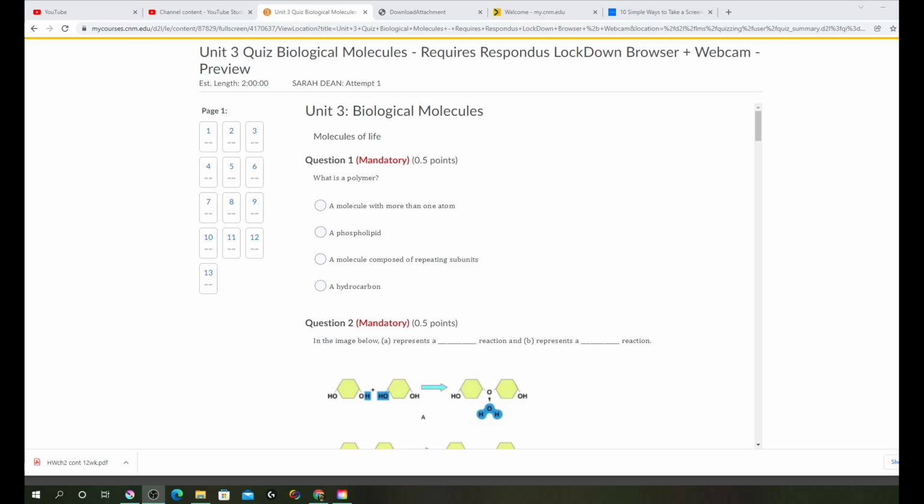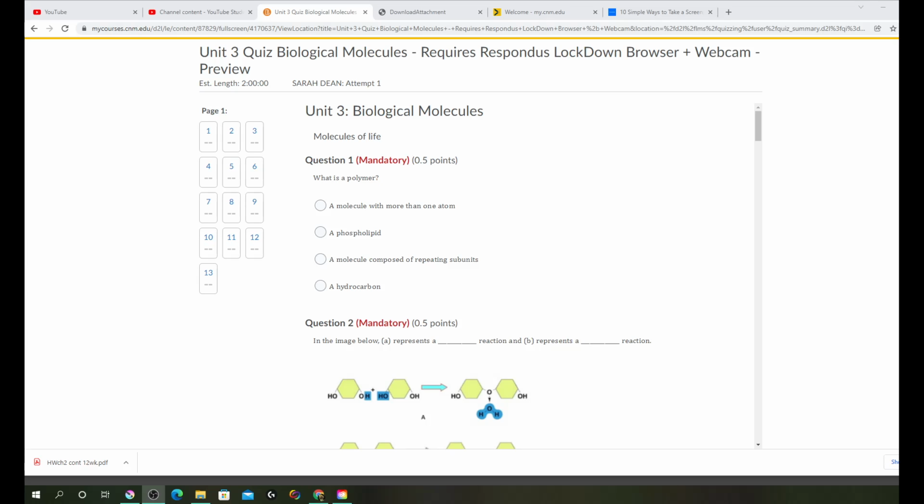I had another request to review this quiz on biological molecules. I'm not going to review all the questions because some of them, for example, if you don't know what a polymer is, this is an answer you can easily find in your textbook or in the lecture videos that I've already provided on biological molecules. It's in the very first molecule.